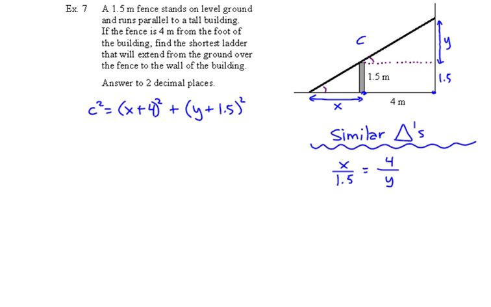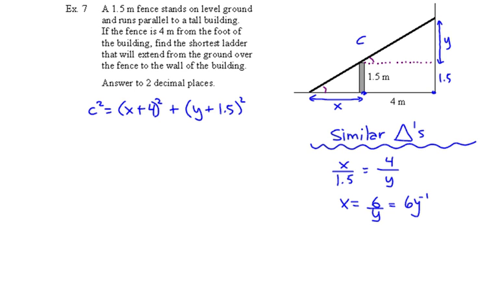Whoever's easiest, maybe x. It's already on the numerator. So if we multiply 1.5 up, that gives you what? 6 over y. I'm going to change that to this for the sake of derivatives.